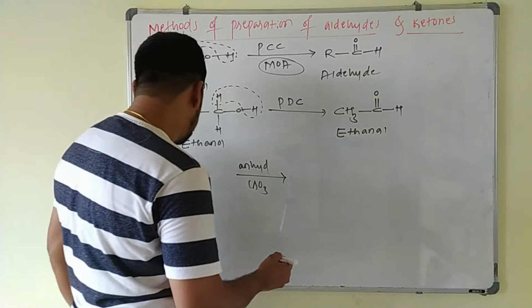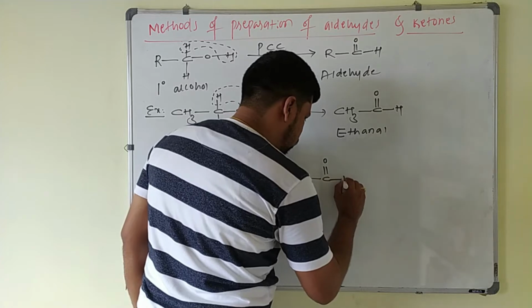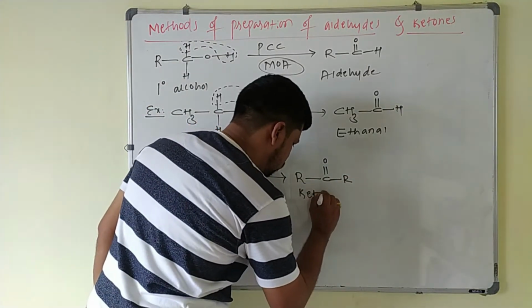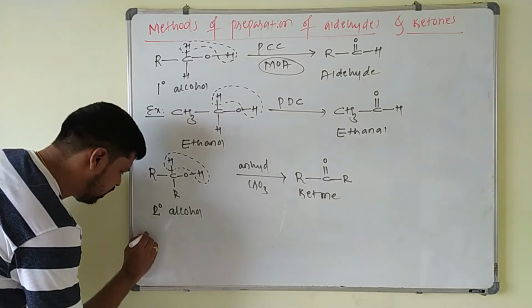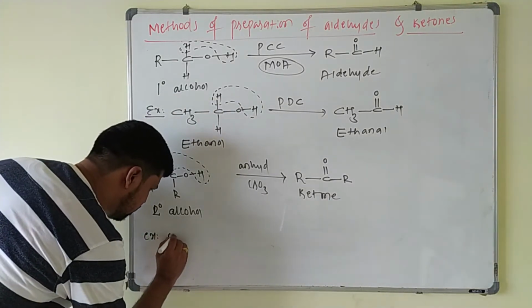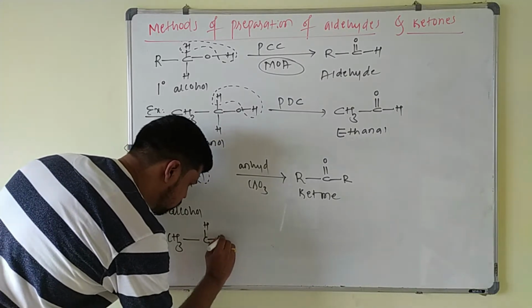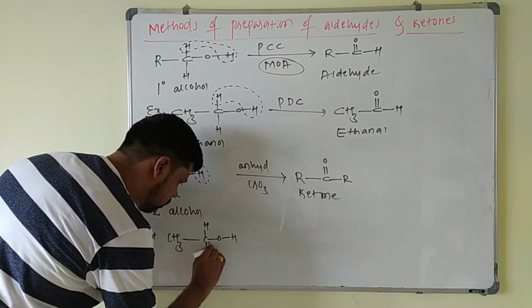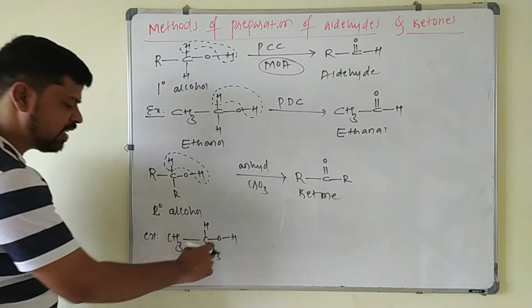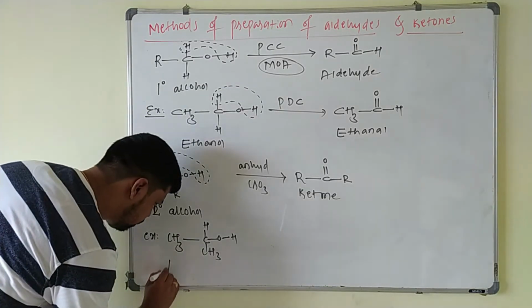This secondary alcohol on oxidation gives what here? R, C double bond O, R. Okay, you will get a ketone here. Example for this one is, if I take propan-2-ol, this is CH3, this will be CH, OH, and this will be CH3. This is the second carbon atom, OH is attached here. So this is 1, 2, 3, three carbon atoms, propan-2-ol.